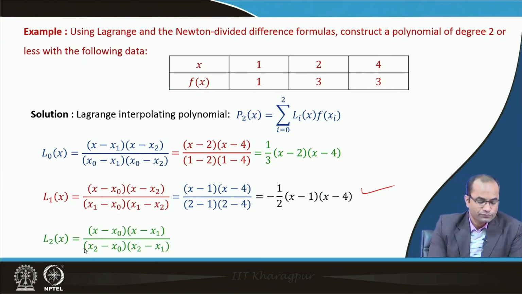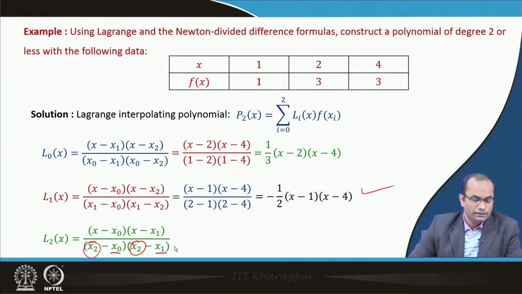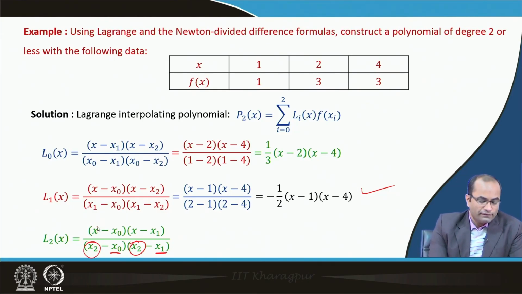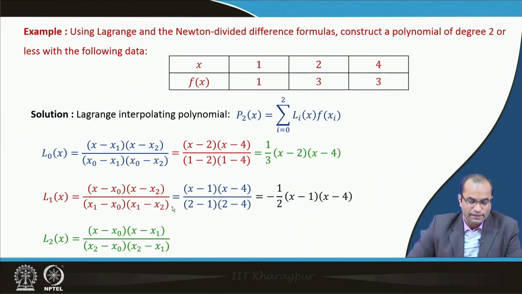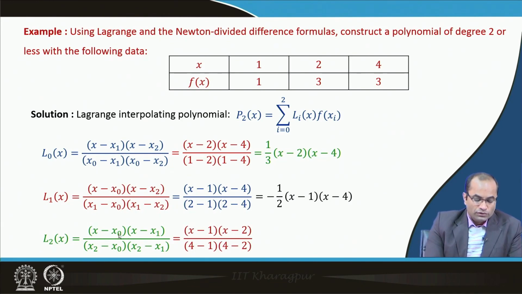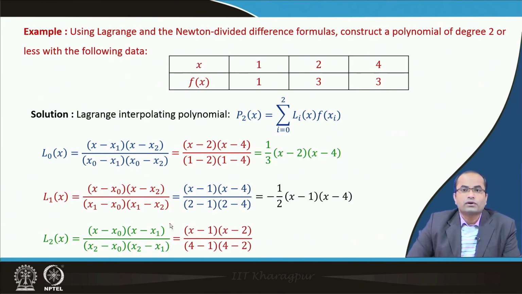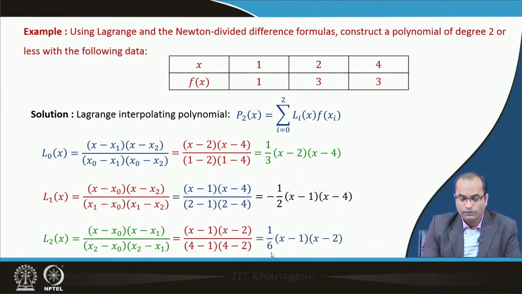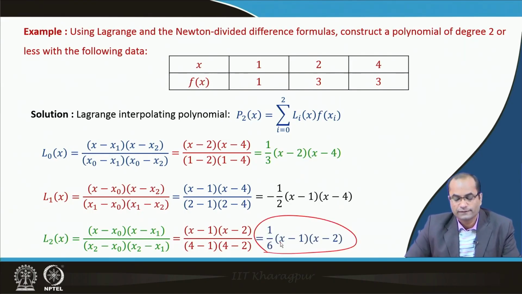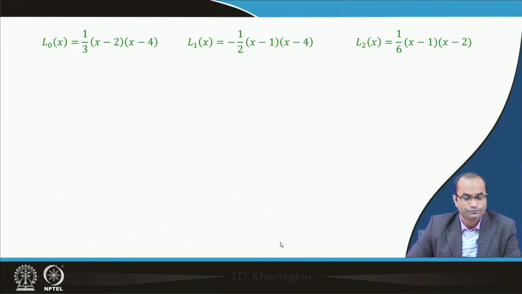For L 2 we have x 2 here. So, x 2 minus x 0, x 2 minus x 1, all other points will be subtracted, and in the numerator x 2 will be replaced by x. So, we have x minus x naught and x minus x 1. Putting all these values of x naught and x 1, we will get this second degree polynomial, which is written here as 1 by 6, (x minus 1)(x minus 2).